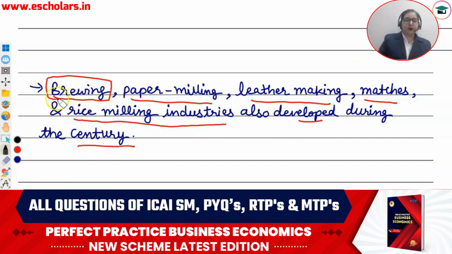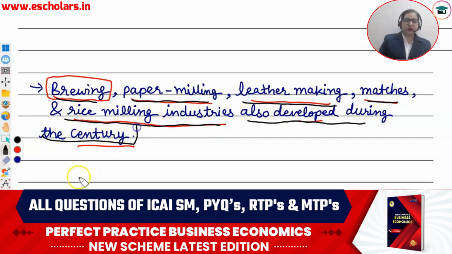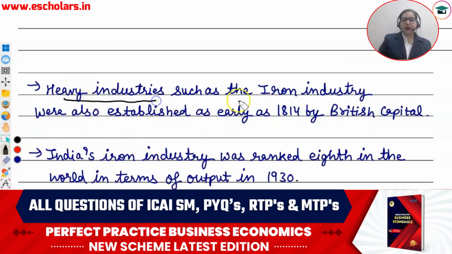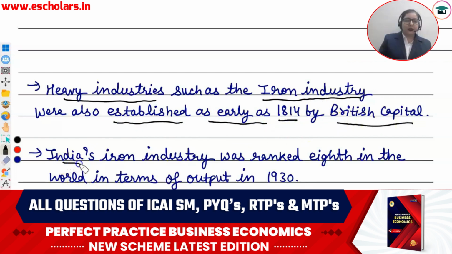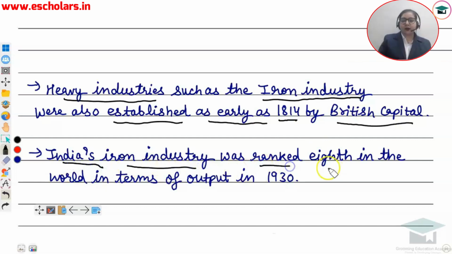So let's recall it till now. Brewing, paper milling, leather making, matches and rice milling industries also developed during the century. Heavy industries such as the iron industry, that is the industries which require a huge amount of capital, were also set up as early as 1814 by British capital. India's iron industry was ranked 8th in the world in terms of output in the year 1930.